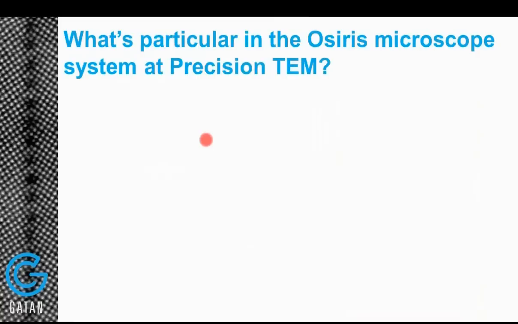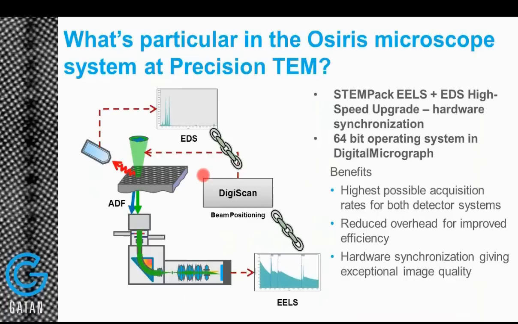So what's particular about the Osiris microscope system at Precision TEM? The most important thing, something that we don't have in many Osiris systems, is the possibility of acquiring EELS and EDS data in Digital Micrograph by means of hardware synchronization. And also the operating system is 64 bit, so we can take a pretty big data set.